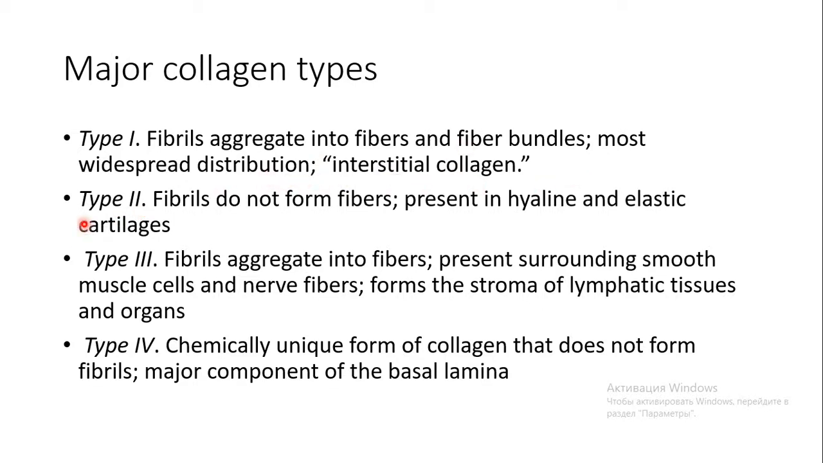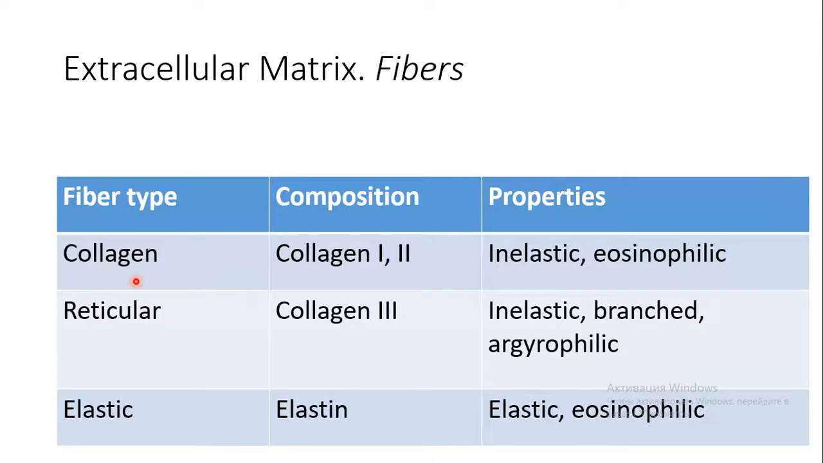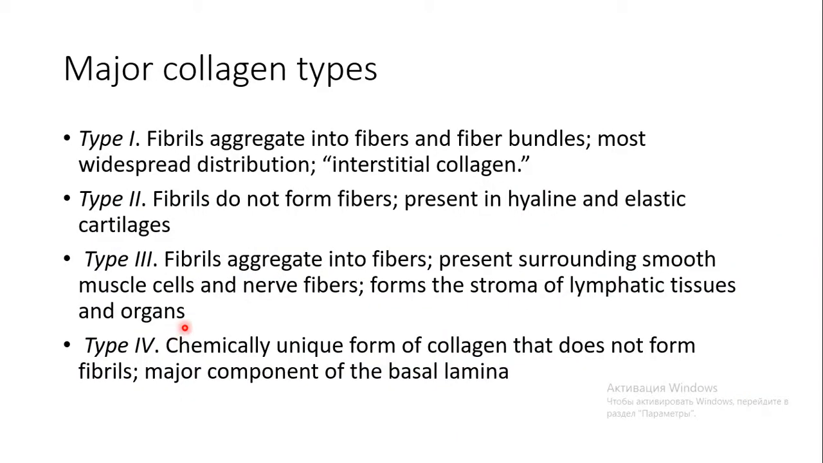Okay, type 2 collagen is typical only for cartilages, in hyaline and elastic cartilages, and we will discuss it in the next lecture. And type 3 collagen is present in elastic fibers. Oh, sorry, my bad. Type 3 collagen is in lymphatic tissues. It's known as reticular fibers. So you remember I said that we have the reticular fiber type, but it's made by type 3 collagen. And they're present in lymphatic tissue because they provide a very gentle, mild support.